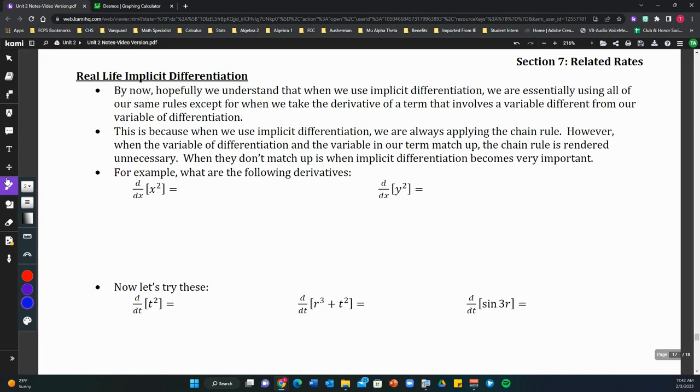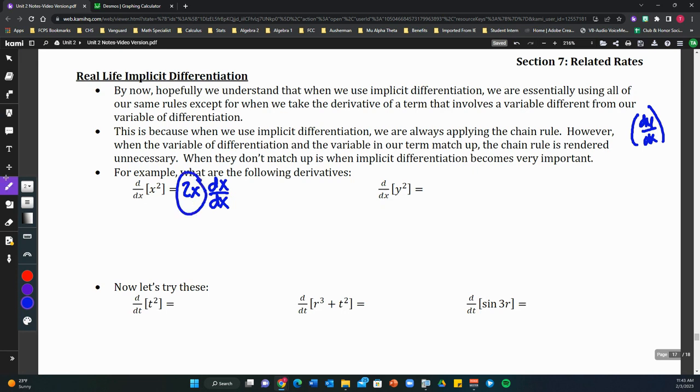But because the variable y doesn't match up with the variable of differentiation x, that's where we have to apply the chain rule. And that's where we create those extra differential quantities of the dy dx's that popped up in all those implicit differentiation problems. However, when the variable of differentiation and the variable in our term do match up, then the chain rule is rendered unnecessary. For example, if I take the derivative of x squared, we know that is 2x based on the power rule, but really I could say that that produces the differential quantity of dx over dx, but they're the same thing, so they equate to 1.